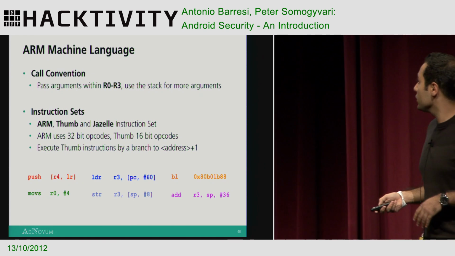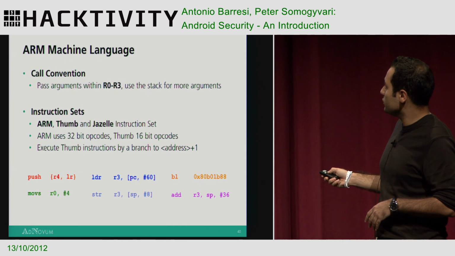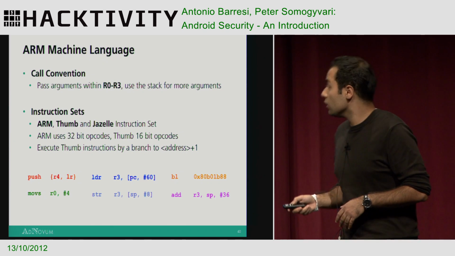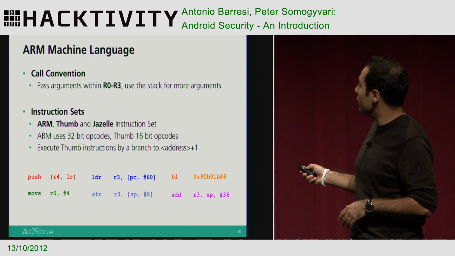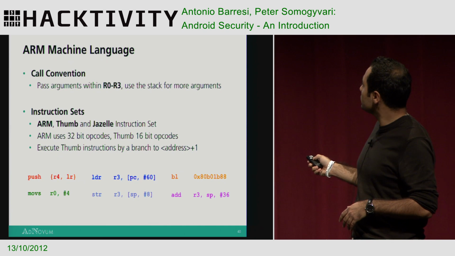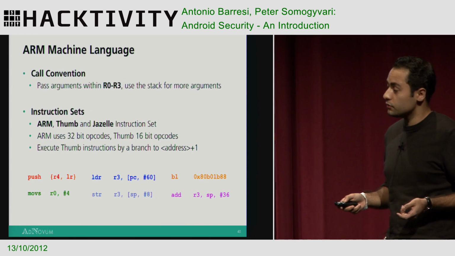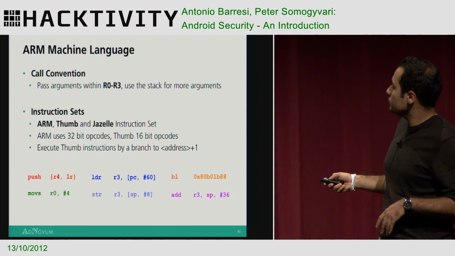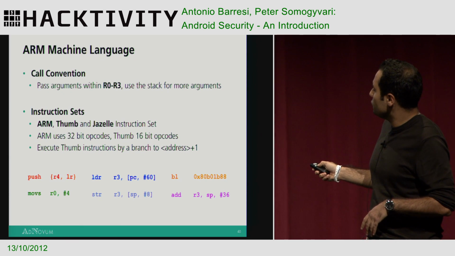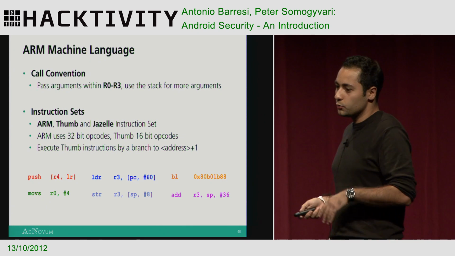So just to warm up a little bit, some instructions. We have the push instruction in ARM, which basically pushes LR first and then R4 onto the stack. We have the load instruction that will load register R3 with the value at address PC plus 60 decimal. That's the branch, so that's the call instruction. It will call this address and put the return address into the link register. And that's the move instruction, pretty obvious. There's the store instruction where you store the value within R3 at this address. So basically, some value gets stored on the stack. And then there are arithmetic instructions.